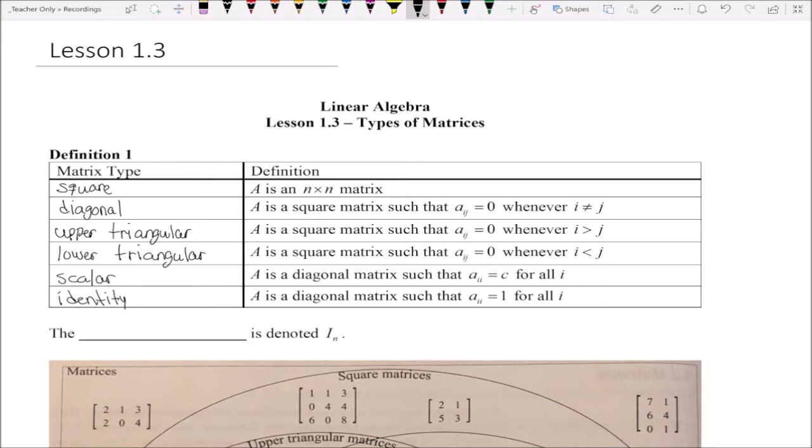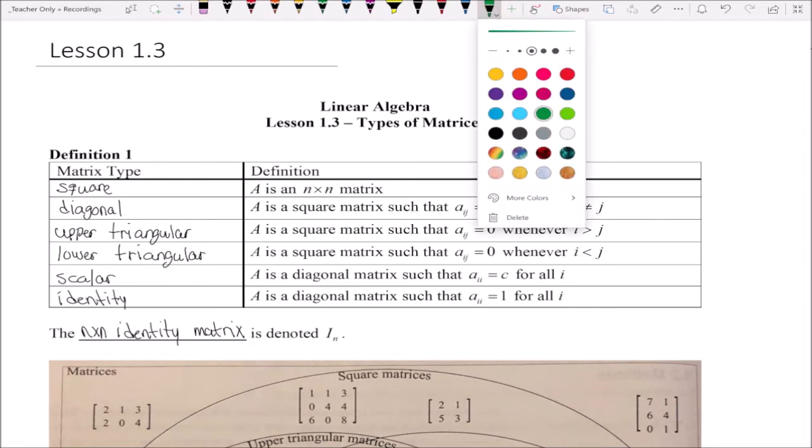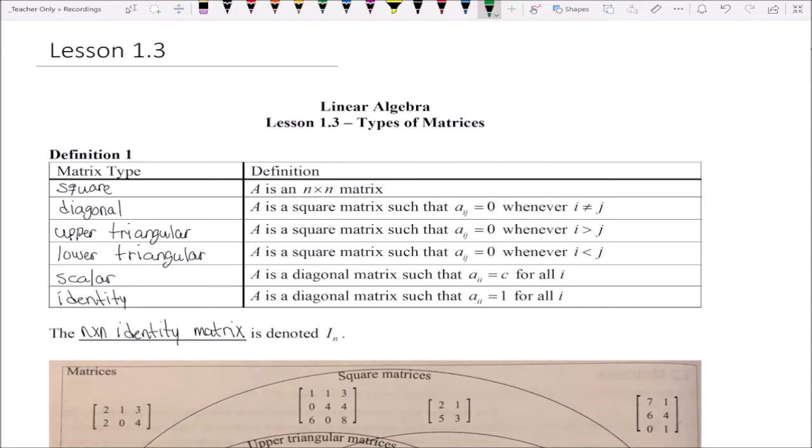We denote the identity matrix as I sub n. This is the n by n identity matrix. So if we were to write I3, that would mean the 3 by 3 identity matrix.